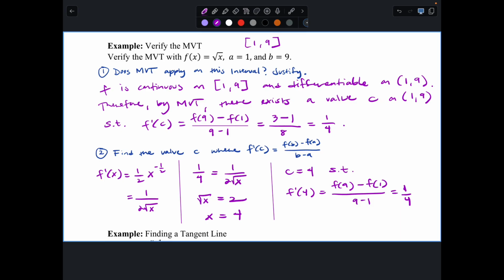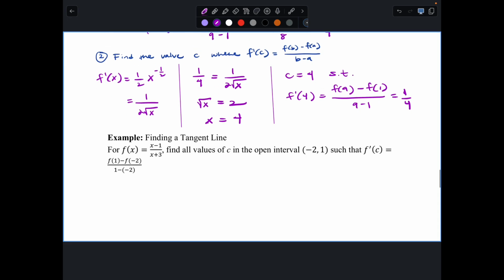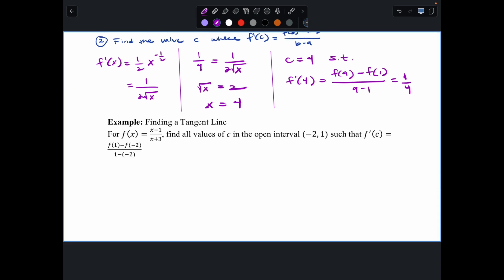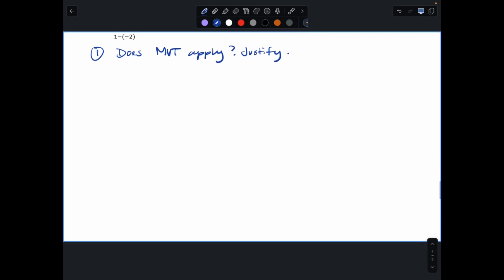I don't like this game. Okay, this half of the room, you guys are at that board. Other half, you're over at that board. So you're doing the next one. Now, two questions again. Let's break it down: does MVT apply? Justify. Sometimes they are tricky, and there are free responses where you have to state why MVT would not apply, why you couldn't guarantee the derivative value. And then you're going to find C.